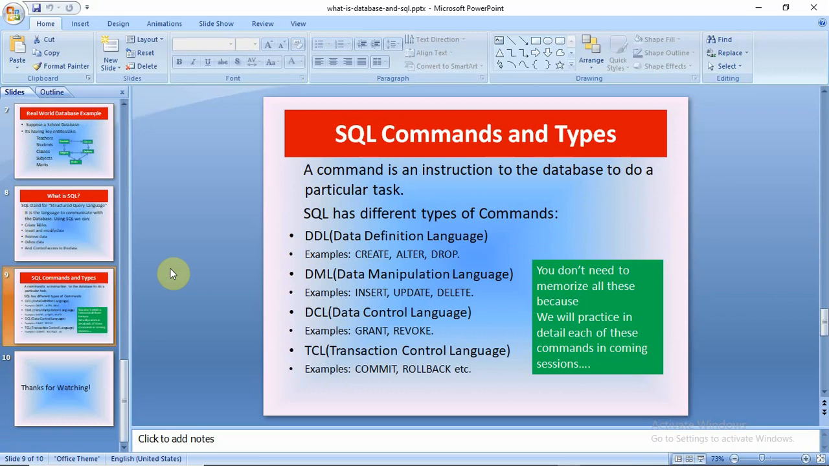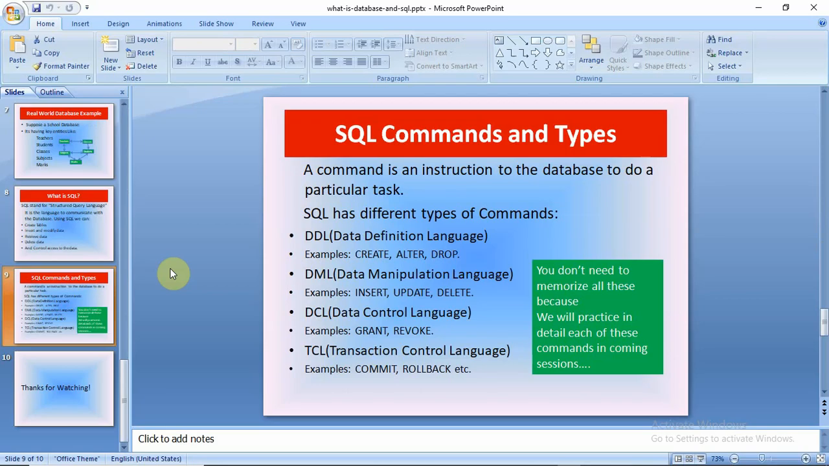Now what are SQL commands and what are their types? A SQL command is an instruction to the database to do a particular task. So SQL has different types of commands. Their types are basically 4 different types. Number 1 is DDL, that is data definition language. The examples of DDL are create, alter, drop. These are the examples of data definition language.